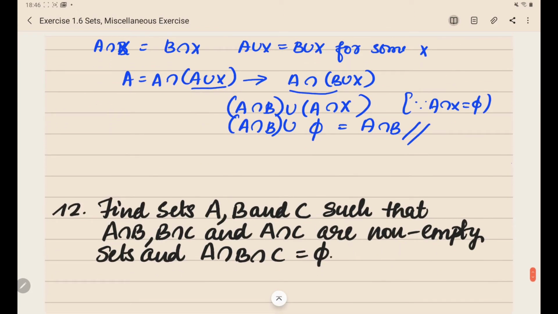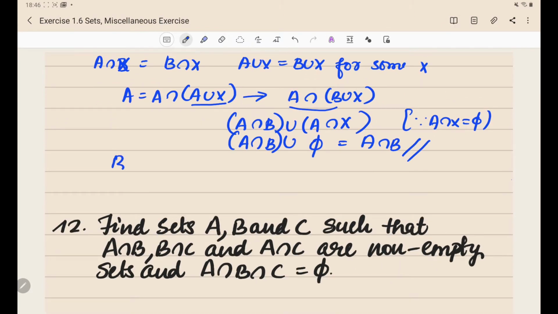What you will get for B, you can see. B is equal to B intersection (B union X). Similarly, here you can substitute B intersection (A union X). As I said, it is not mandatory to use the hint and find it by this method itself. You are free to use your own ways.